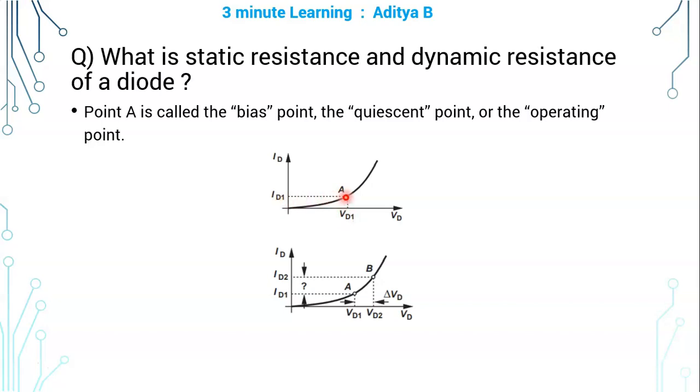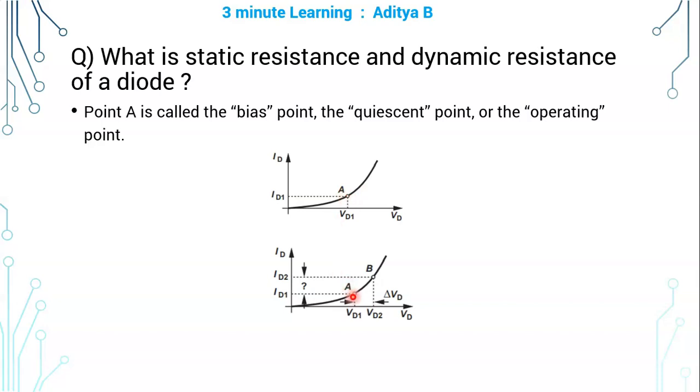So if you just try to find the slope of this exponential graph, merely the local slope at this bias point A, that is what is called your static resistance. That is V by I, VD1 by ID1, which gives the static resistance, the resistance offered by that diode at that point for that VD1, ID1 pair. Instead of finding the slope over a range, you draw a tangent at this point A and find the slope of that tangent. That is what is called static resistance.